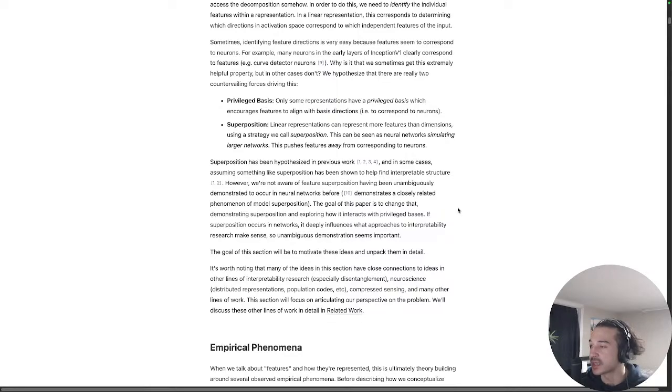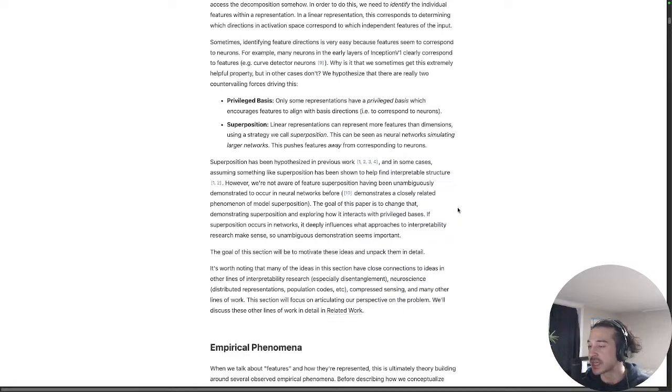Superposition has been hypothesized in previous work, and in some cases, assuming something like superposition has been shown to help find interpretable structure. However, we're not aware of feature superposition as having been unambiguously demonstrated to occur in neural networks before. One paper demonstrates a closely related phenomenon of model superposition. The goal of this paper is to change that, demonstrating superposition and exploring how it interacts with privileged bases. If superposition occurs in networks, it deeply influences what approaches to interpretability research make sense, so unambiguous demonstration seems important.